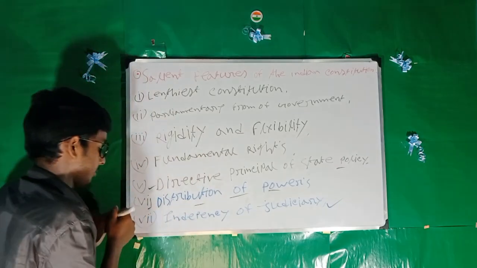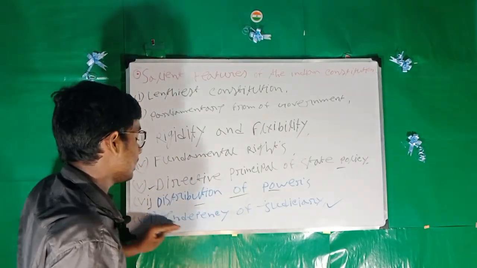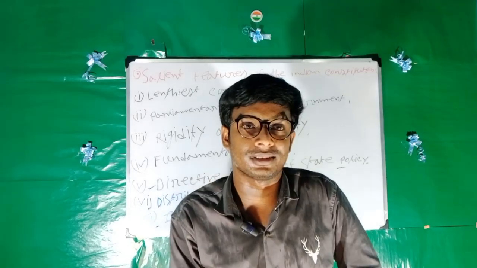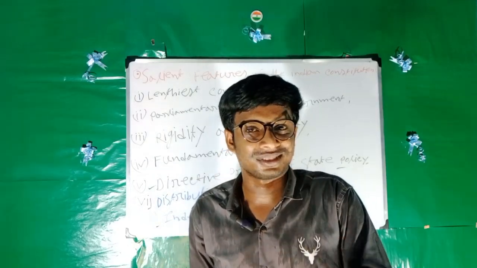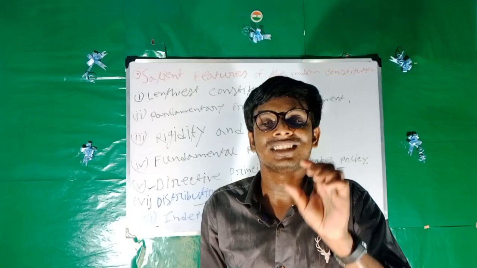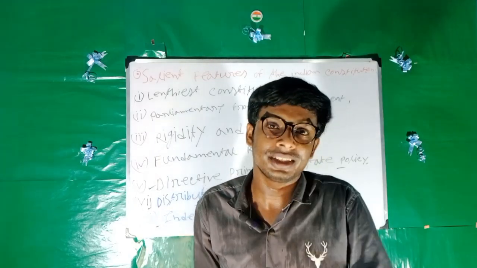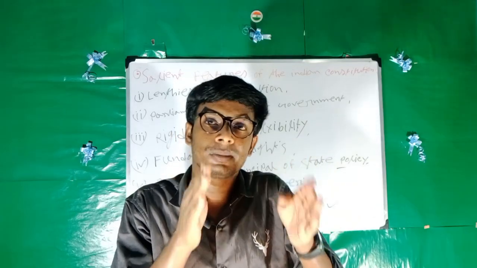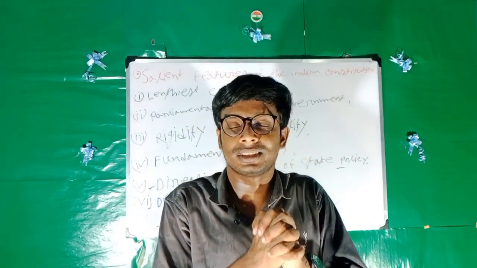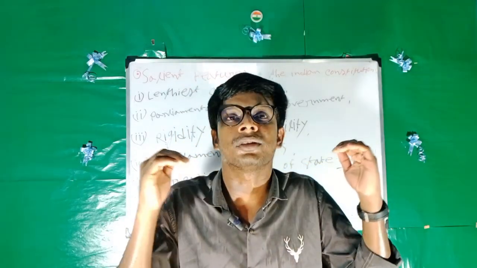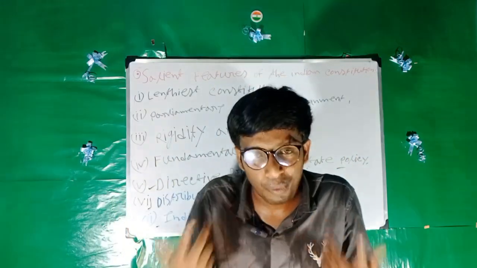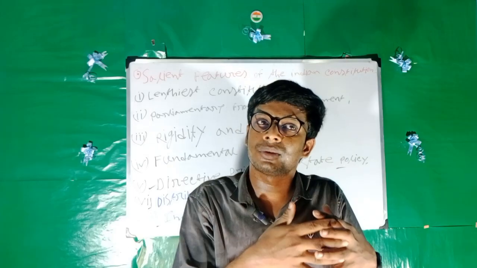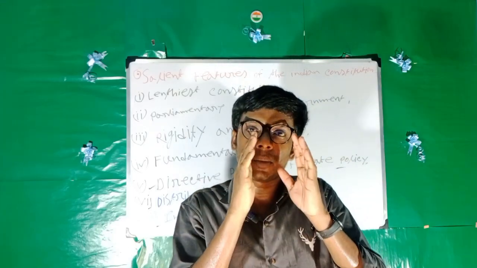Point number 7 is the independence of the judiciary. Every time one question is asked: is our judiciary independent? Yes, my answer is yes. Our judiciary is independent, because without an independent judiciary, our democratic system cannot exist in our country. Why? Because the judgments, orders and decrees of the court are completely independent.